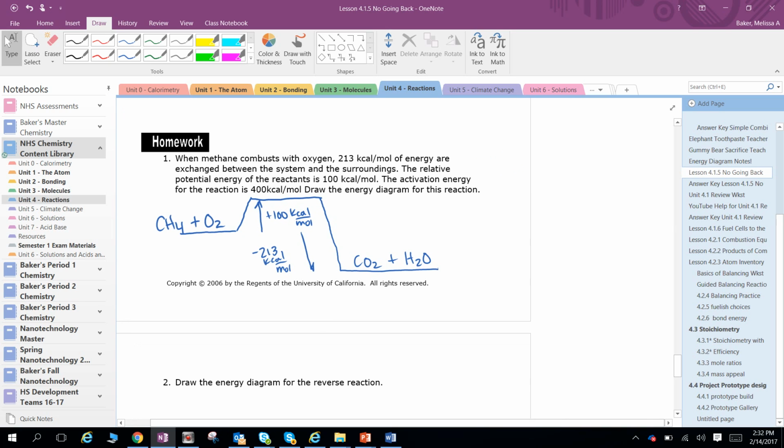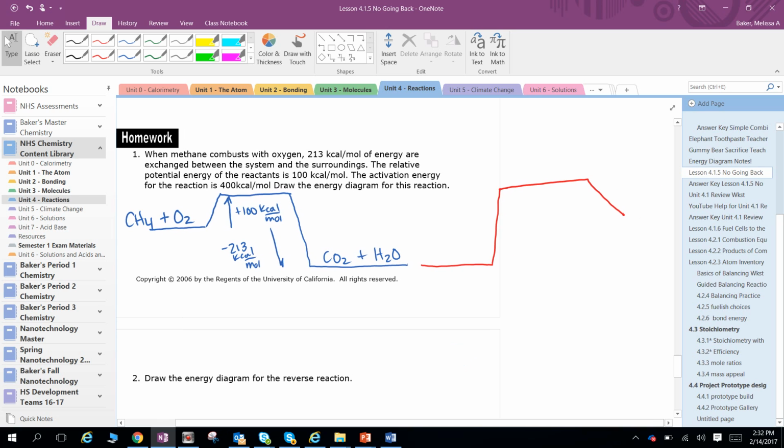Now number 2 is going to ask us to draw the reverse of this. So go ahead and draw the mirror image. It's easier when you draw it right next to it. And this time we're going to have carbon dioxide and water combining to form methane and oxygen. To figure out what the new activation energy is, we have to go back and figure out, if this were in reverse from the bottom to the point where the reactants are, it's 213 plus another 100. That's 313 kilocalories per mole just to break the bonds.